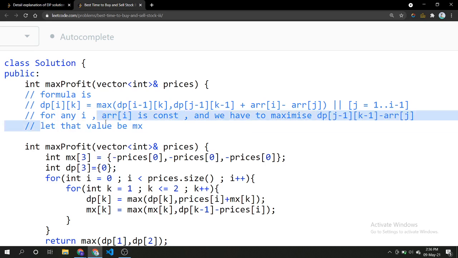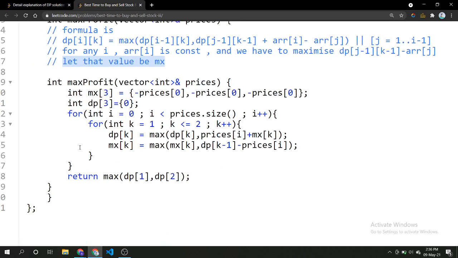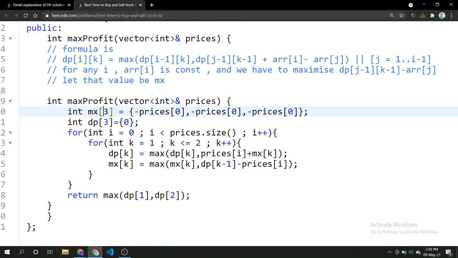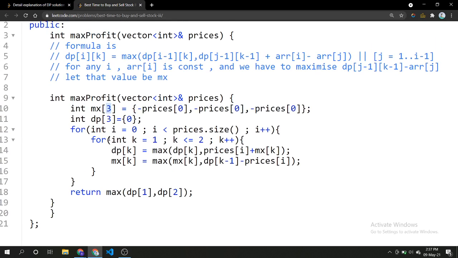So let that value be mx. We are storing mx in an array. We require only a length 2 array, but I am keeping 3 so that I can have a one-indexed array. So it is a very optimized version of the solution. Let me come to this solution from a less optimized and more intuitive one.